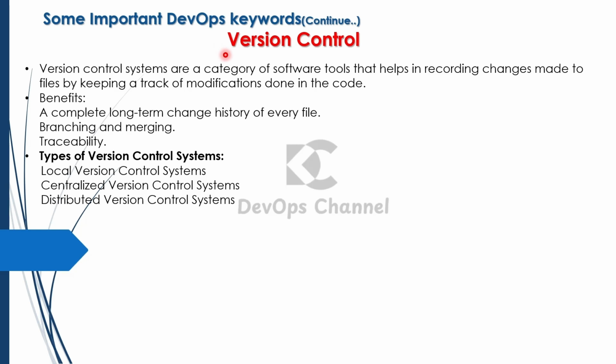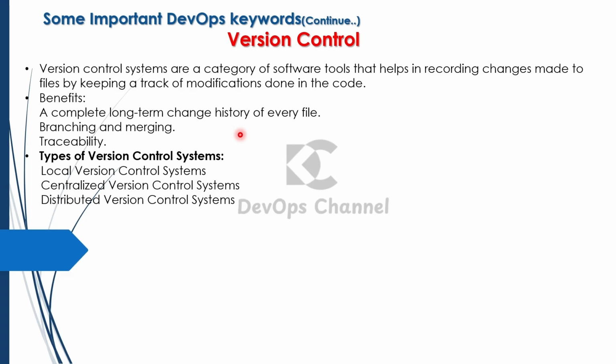Okay. Now, when you talk about the version control system, you have three types of version control system. First one is local version control system. Second one is centralized version control system, and third one is distributed version control system. Among these, they all have their own advantages and disadvantages, but the most used is distributed version control system. Okay, so let's discuss all these types of version control system one by one.